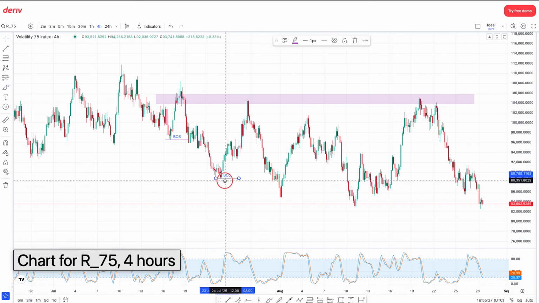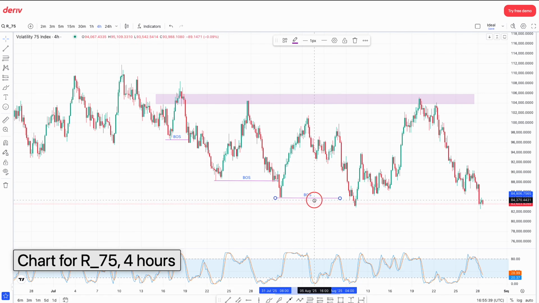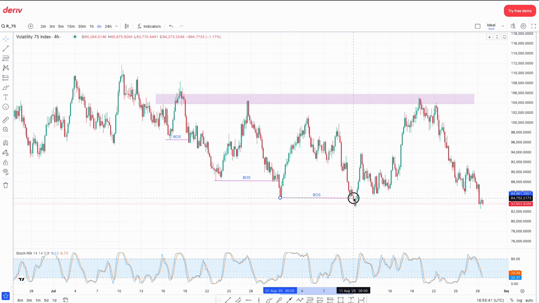We are having a break of structure to the downside. So when you have a break of structure to the downside, it means that the market is going to go up and come down again because the market is trending downwards. We have another break of structure here. You can see the market came down, broke structure, went up, and came down again.